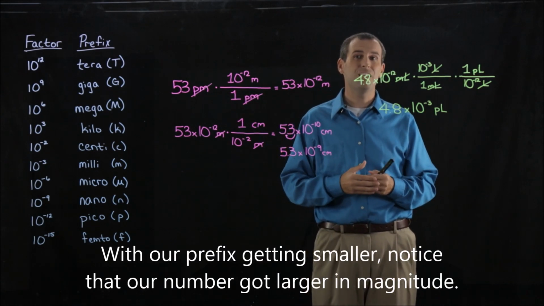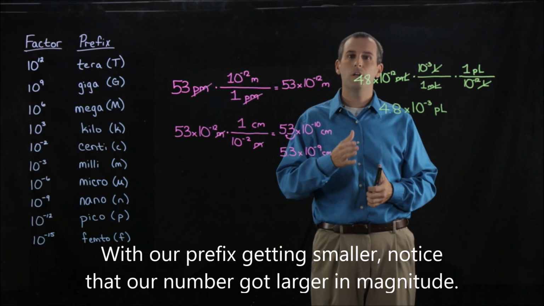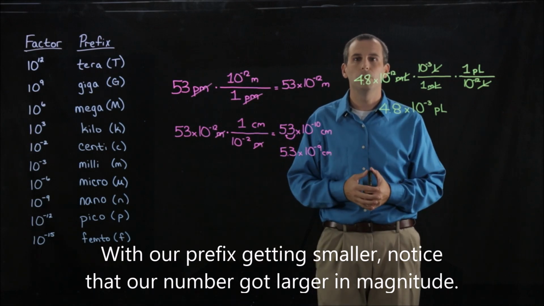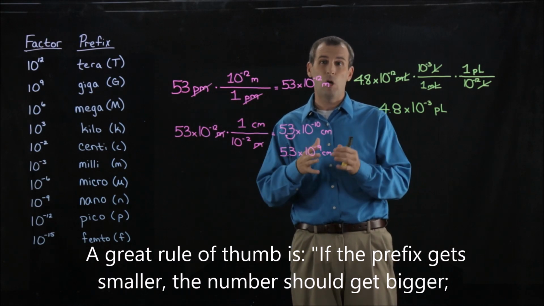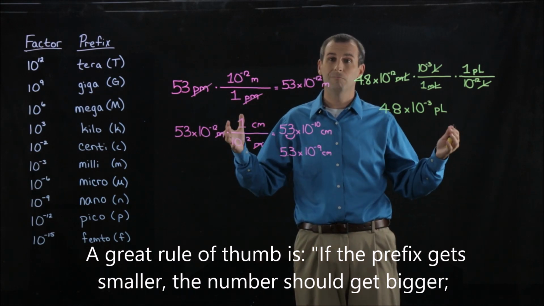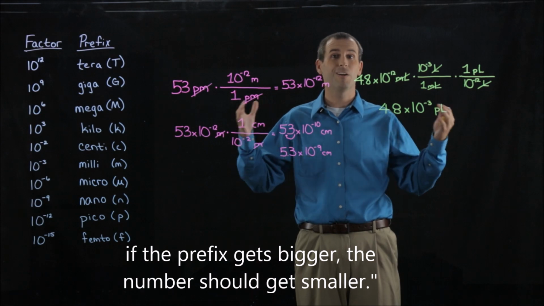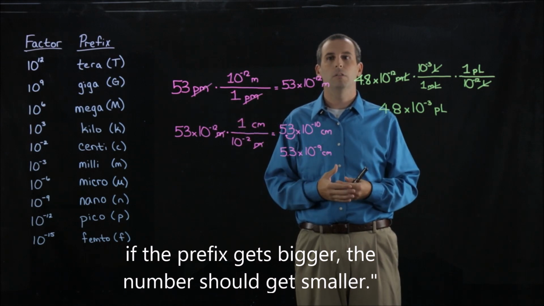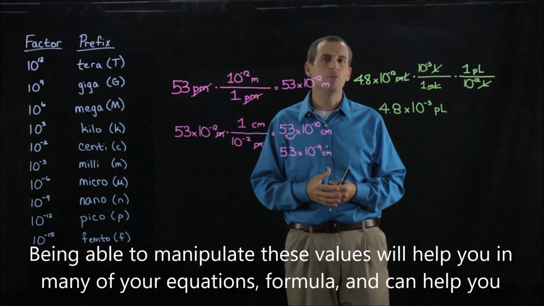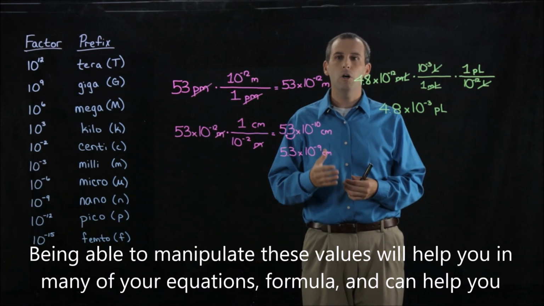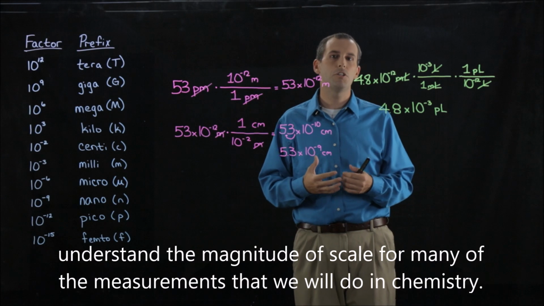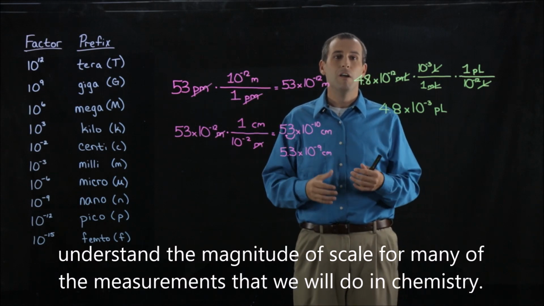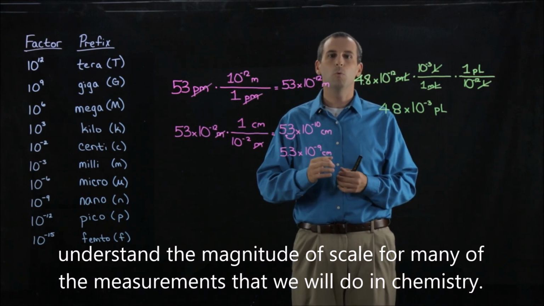With our prefix getting smaller, notice that our number got larger in magnitude. A great rule of thumb is if the prefix gets smaller, the number should get bigger. If the prefix gets bigger, the number should get smaller. Being able to manipulate these values will help you in many of your equations and formulas, and can help you understand the magnitude of scale for many of the measurements that we will do in chemistry.